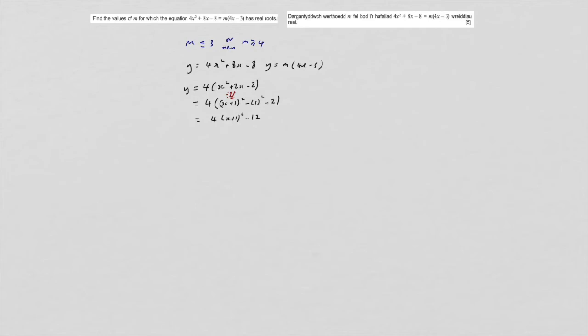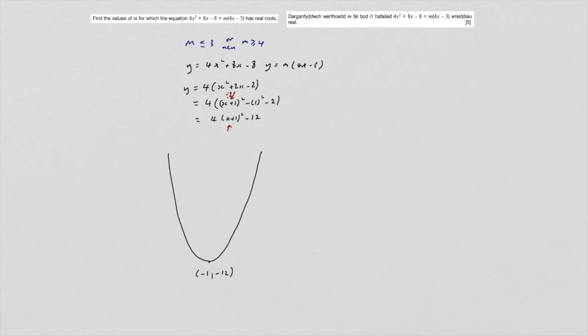So let's sketch that. Well, it's going to have that sort of shape. It's a positive quadratic. The minimum point comes when this bracket equals 0, because that's the smallest we can make a square. So that comes when x is minus 1. So that means we have a point here which has an x value of minus 1, and when we make the 4(x + 1) squared 0, then we can see straight away that the y value will be minus 12.